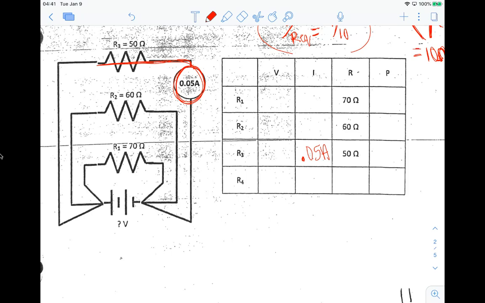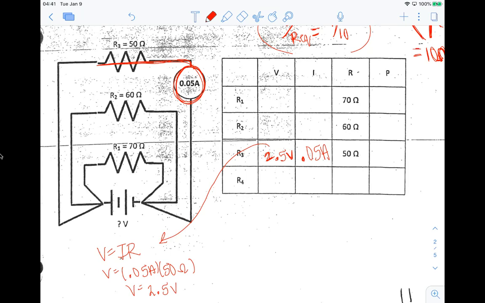At this point, you have a couple of choices. You can solve for your total R, you can solve for V. I'm going to solve for V first. So solving V equals IR, V is equal to 0.05 amperes multiplied by 50 ohms. We solve for V to be 2.5 volts. So 2.5 volts flowing through our 50 ohm resistor.